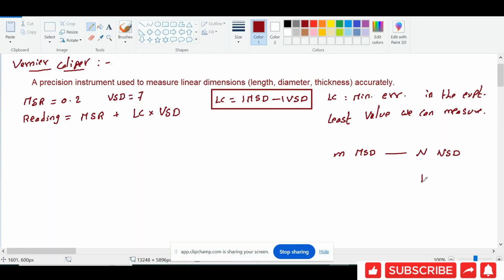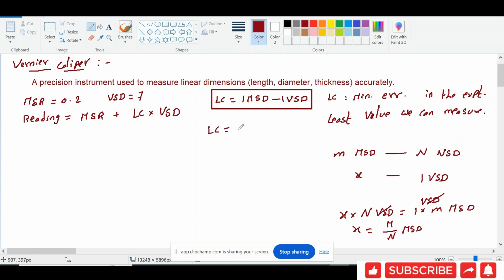Then I want one Vernier scale division, let this value be x. Cross multiply. So x into n Vernier scale divisions is equal to 1 into m main scale divisions, 1 into VSD. This VSD cancels. So what did you get? This x is 1 VSD, right? x is equal to m by n MSD. So that you put here.